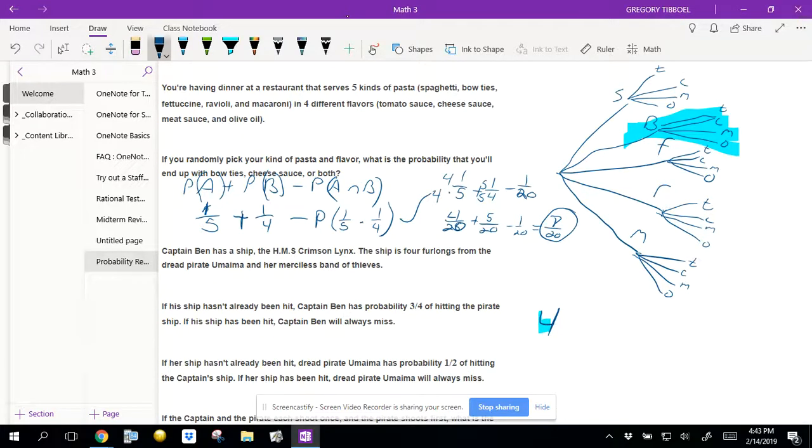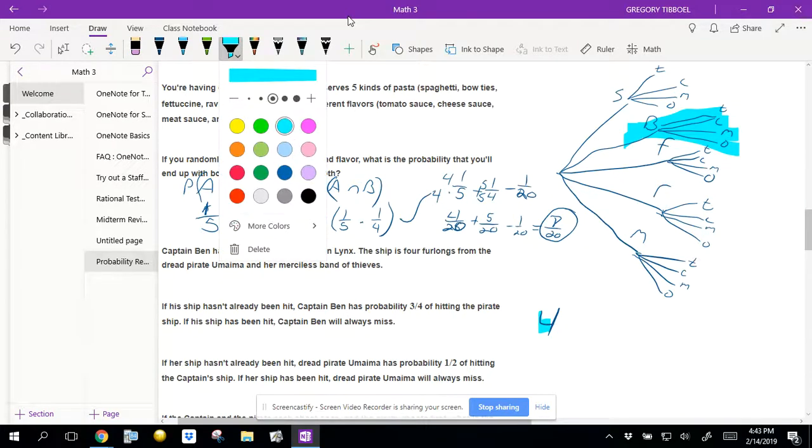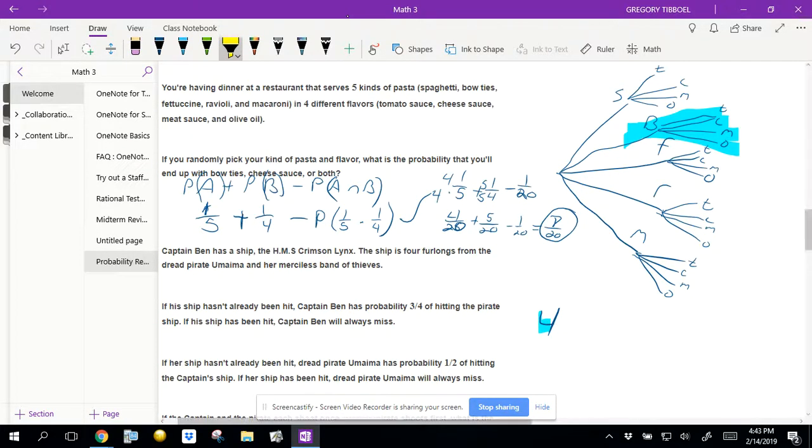Now let's see how many cheese sauces we have. I don't know, we can do yellow for cheese sauce. Well, we got cheese sauce here. We got a cheese sauce here. We got a cheese sauce there. We got a cheese sauce here. And we got a cheese sauce here. So that's 1, 2, 3, 4, 5. So we have 5 ways to get a cheese sauce.